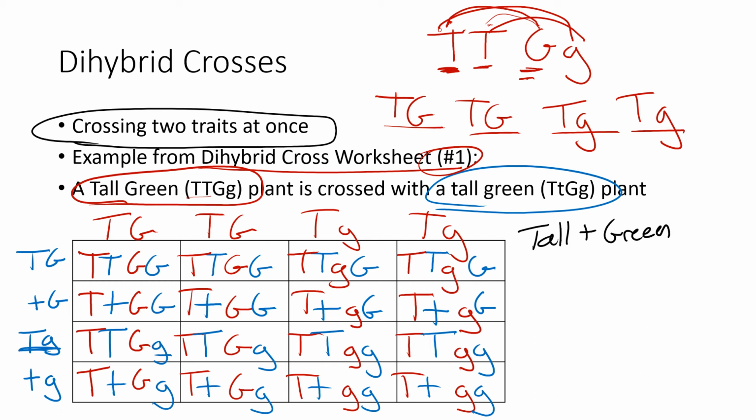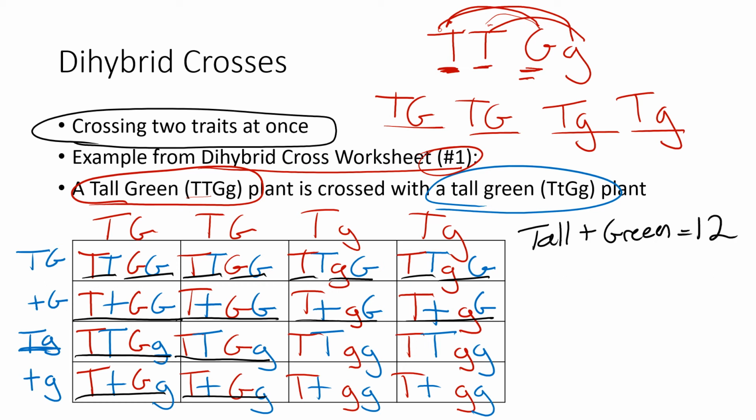So that means this one is tall and green. So that's 1, 2, 3. Even though this has a little g, there's a big G there. 4. This one is tall and green, tall and green, tall and green, tall and green. So that's 8, 9, 10, 11, and 12. So we have 12 individuals that would be tall and green.